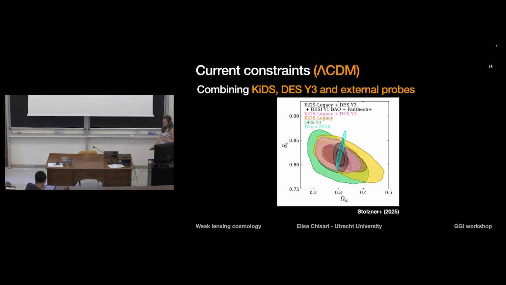All right, everything's in agreement, so you can think of combining. This is from Benjamin Stölzner's paper. Again, here we have Planck, and then we have KiDS, DES year 3, and then we have the combination of KiDS, Planck, and DES, and then if you combine with DESI and supernovae, this is where we are. So it's right on top.